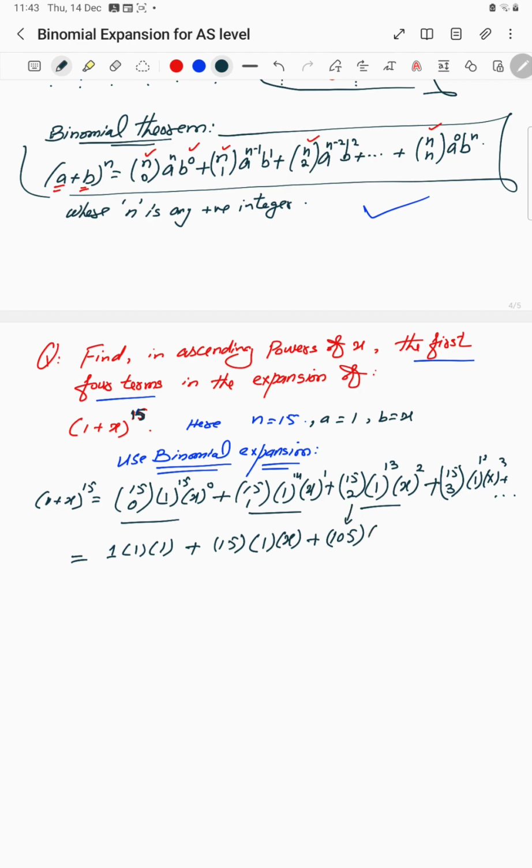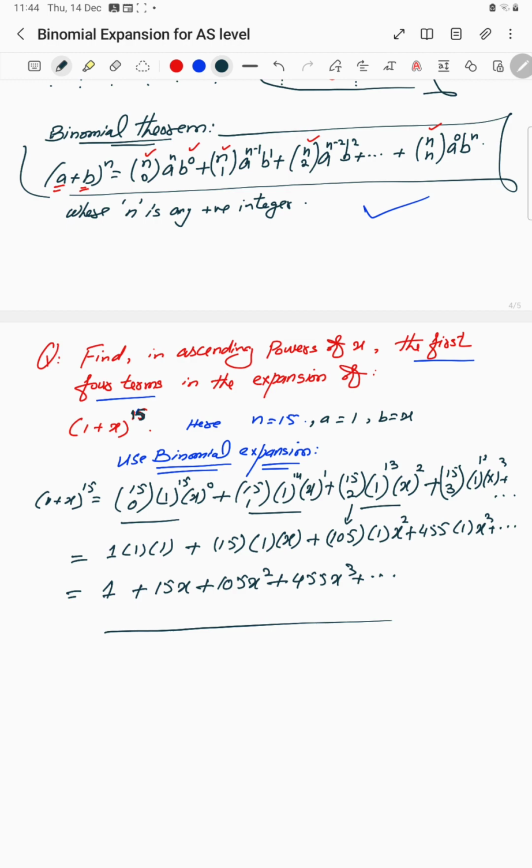This is the result from the calculator: 1 as it is, x power 2, and similarly 15C3 will be 455 times 1 x power 3, and so on, right? So finally I will get the answer like this. This is with the ascending power of x. You can see this is the final answer. I hope it is clear to you.